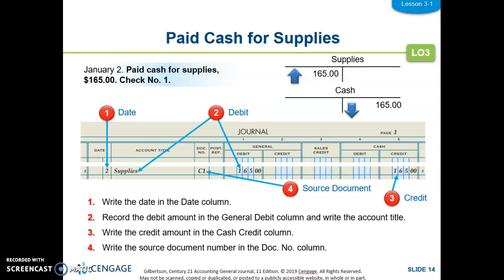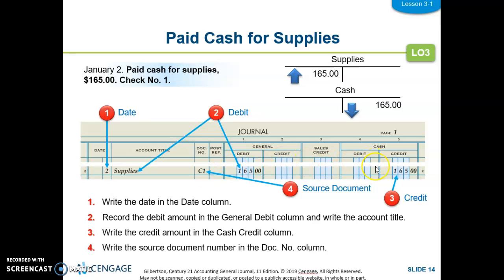Our second transaction is for paying cash for supplies. On January 2nd, we paid cash for supplies, $165, check number 1. This would be recorded in our T accounts, where supplies receives a debit and cash receives a credit. To record this in our journal, we will write the date. We will just write 2. You do not write the month. Again, you only write that on the first line of the journal. And then I would put in C1 for check 1.